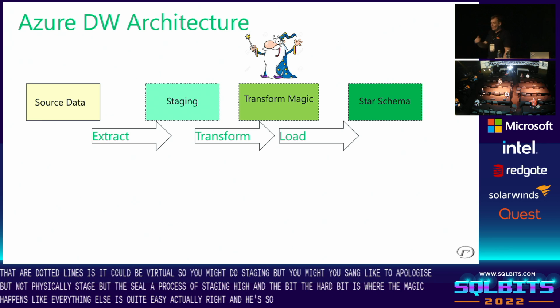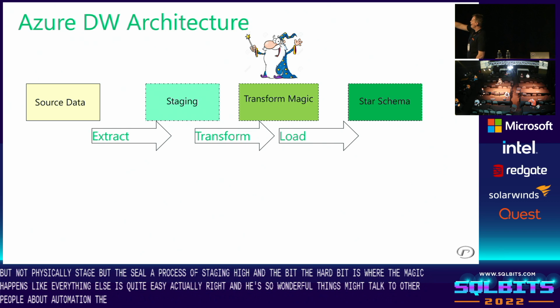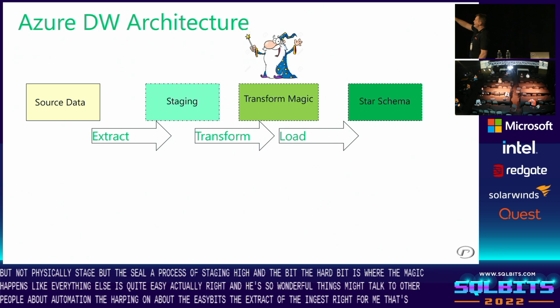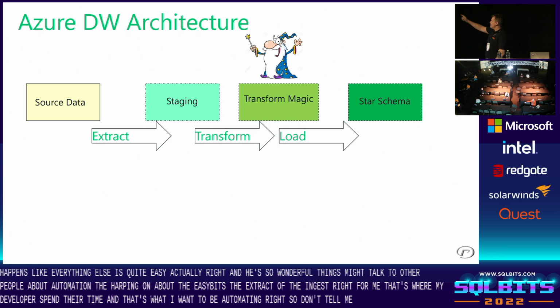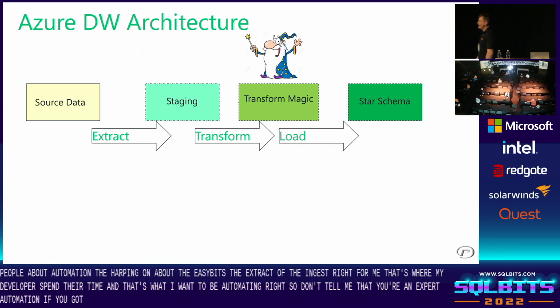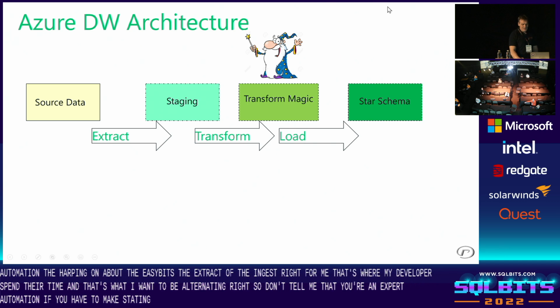One of the frustrating things is when I talk to other people about automation, they're harping on about the easy bits, the extract or the ingest. For me, that's where my developers spend their time, and that's where I want to be automating. So don't tell me that you're an expert in automation if you've automated staging. So the magic. What is the magic?